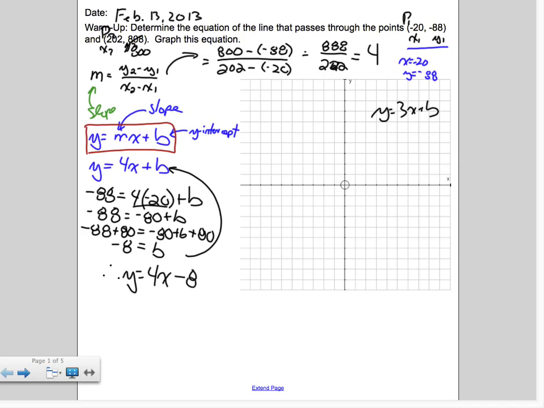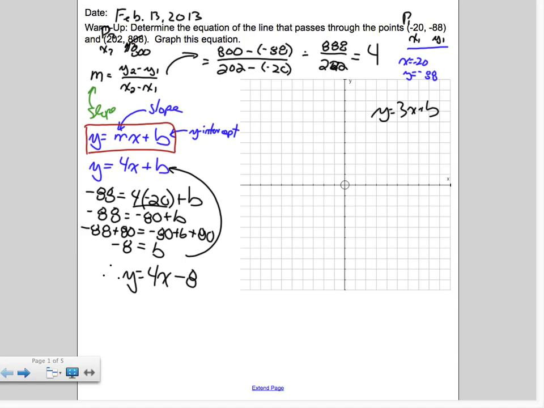So that's my equation. I could quickly check this by plugging in the other point. Here, my x value is 202. So what's 4 times 202? 808 minus 8 gives me 800, which was my y value. Good. Okay. I could have used the other point to figure out the b. We did that as an exercise last class, where we had one group using one point and the other group using the other point. We came to the same b value.